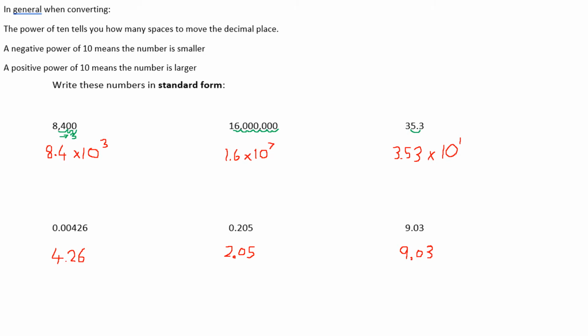And then we have some smaller numbers on the bottom here. We do the same thing. We just count up how many spaces we had to move. So for the 0.00426, we move 3 spaces to the left. So this will be 4.26 times 10 to the minus 3. For the 0.205, we moved 1 space, so it'll be to the minus 1. And for the 9.03, it hasn't moved at all, so it'll be times 10 to the 0. So there you go, 6 numbers changed into standard form.